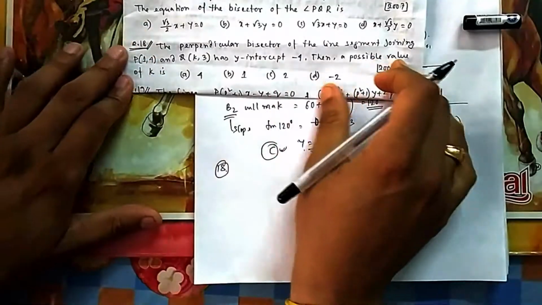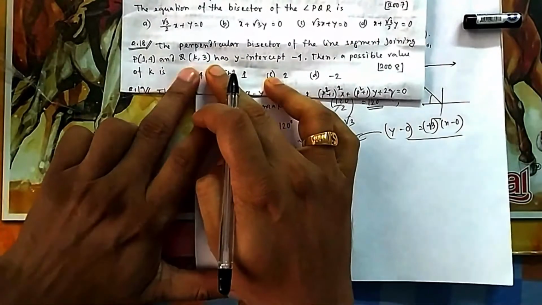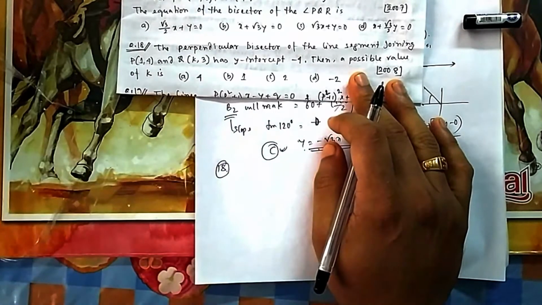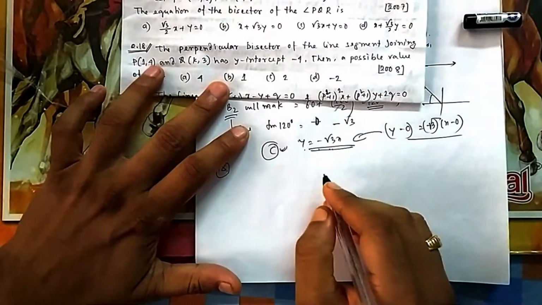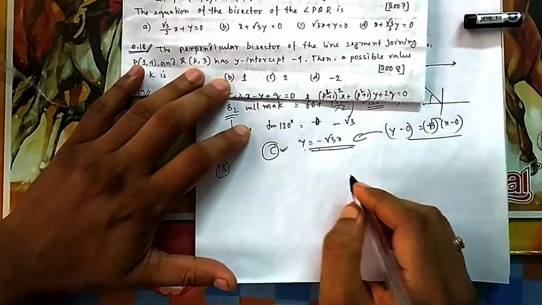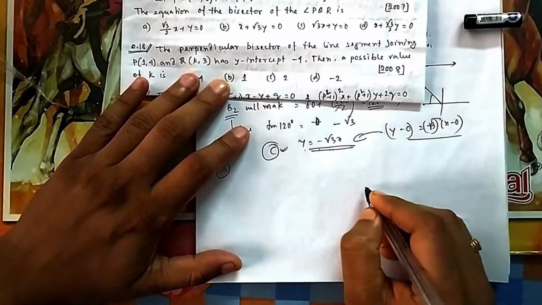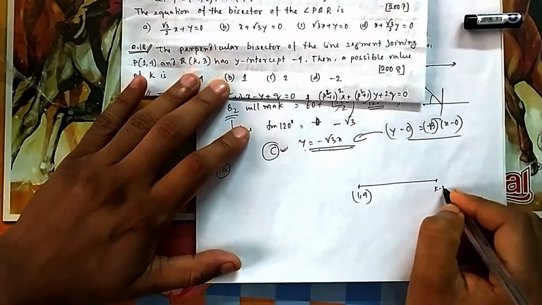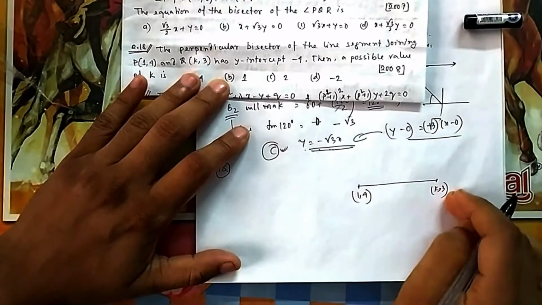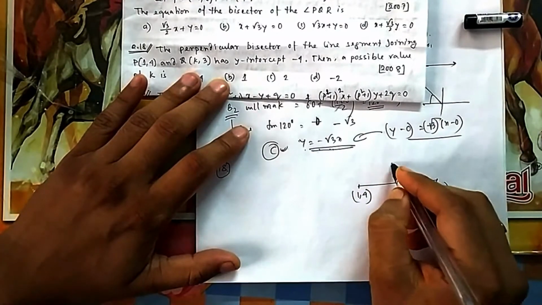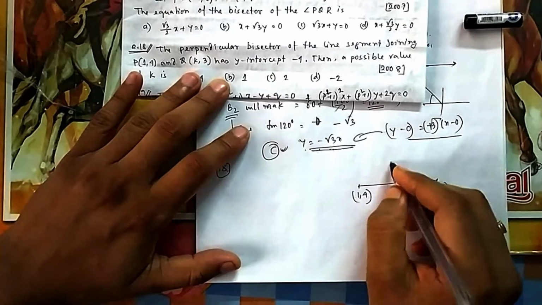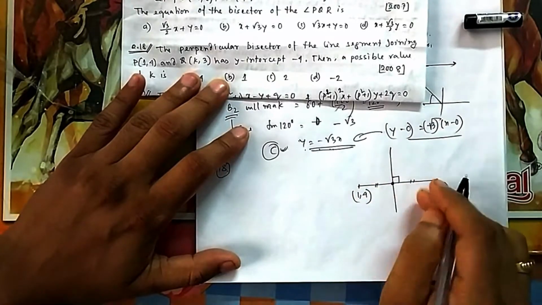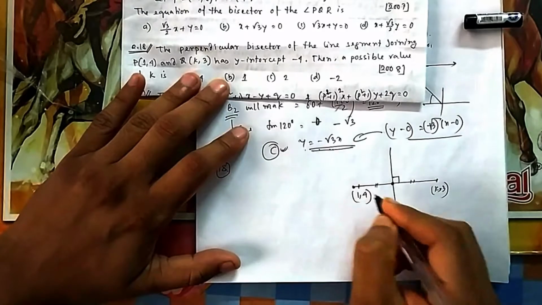Option C. The perpendicular bisector of the line joining (1, 4) and (K, 3) has y-intercept -4. Then the possible value of K. Again, this one you can draw in the line also, but K is not given, so you cannot draw exactly. So let me write it. I am not bothered about coordinates now. I am just writing the 2 points (1, 4) and (K, 3), and the perpendicular bisector of the line joining this and this. So these two lengths are the same. If it is not the same, you make it look the same. Okay, this is now the same.